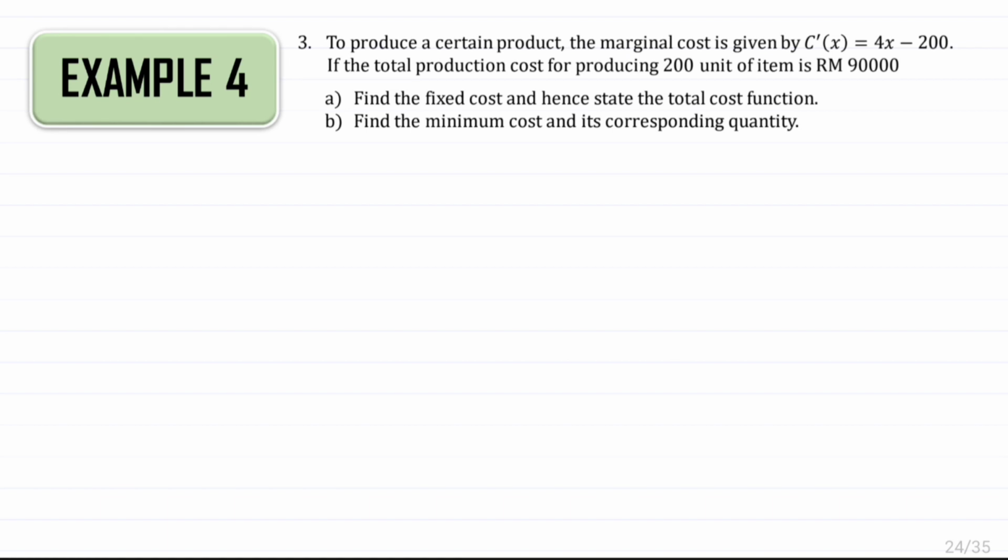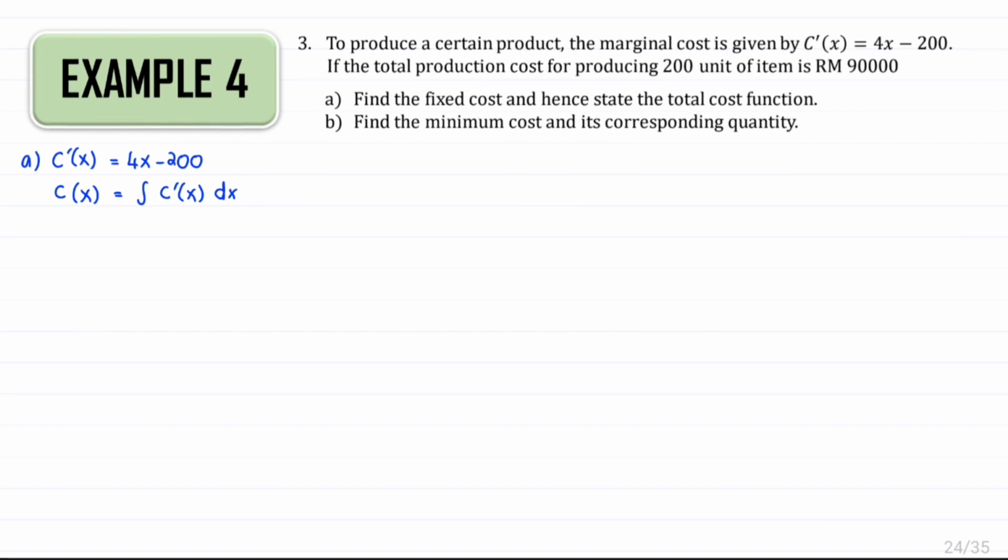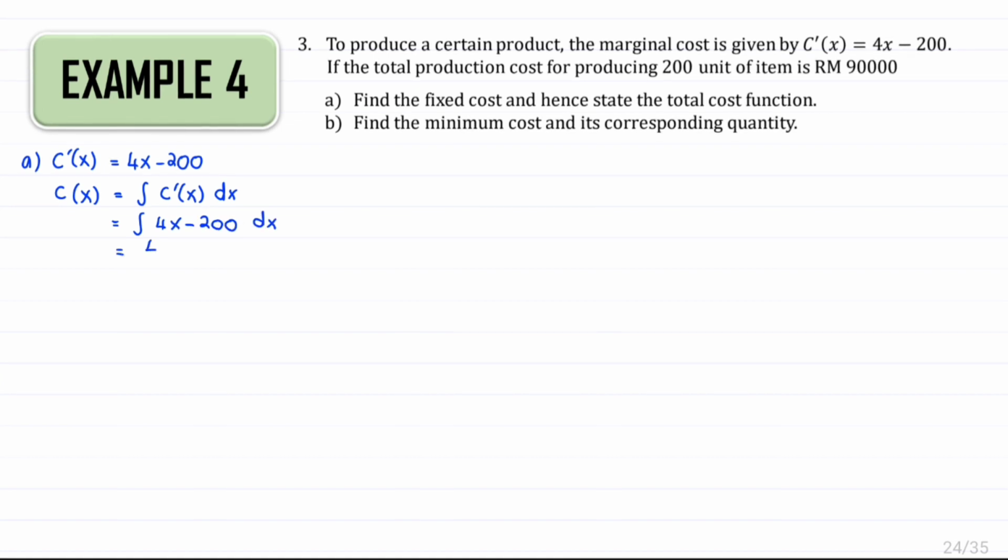Okay, we want to find fixed cost and total cost. We already have C'(x). To find fixed cost and total cost function, we need to find the cost function. To find the cost function, we integrate C'(x). So we integrate 4x minus 200. Then we get the answer 4x squared over 2 minus 200x plus C. Then we simplify, we get 2x squared minus 200x plus C.